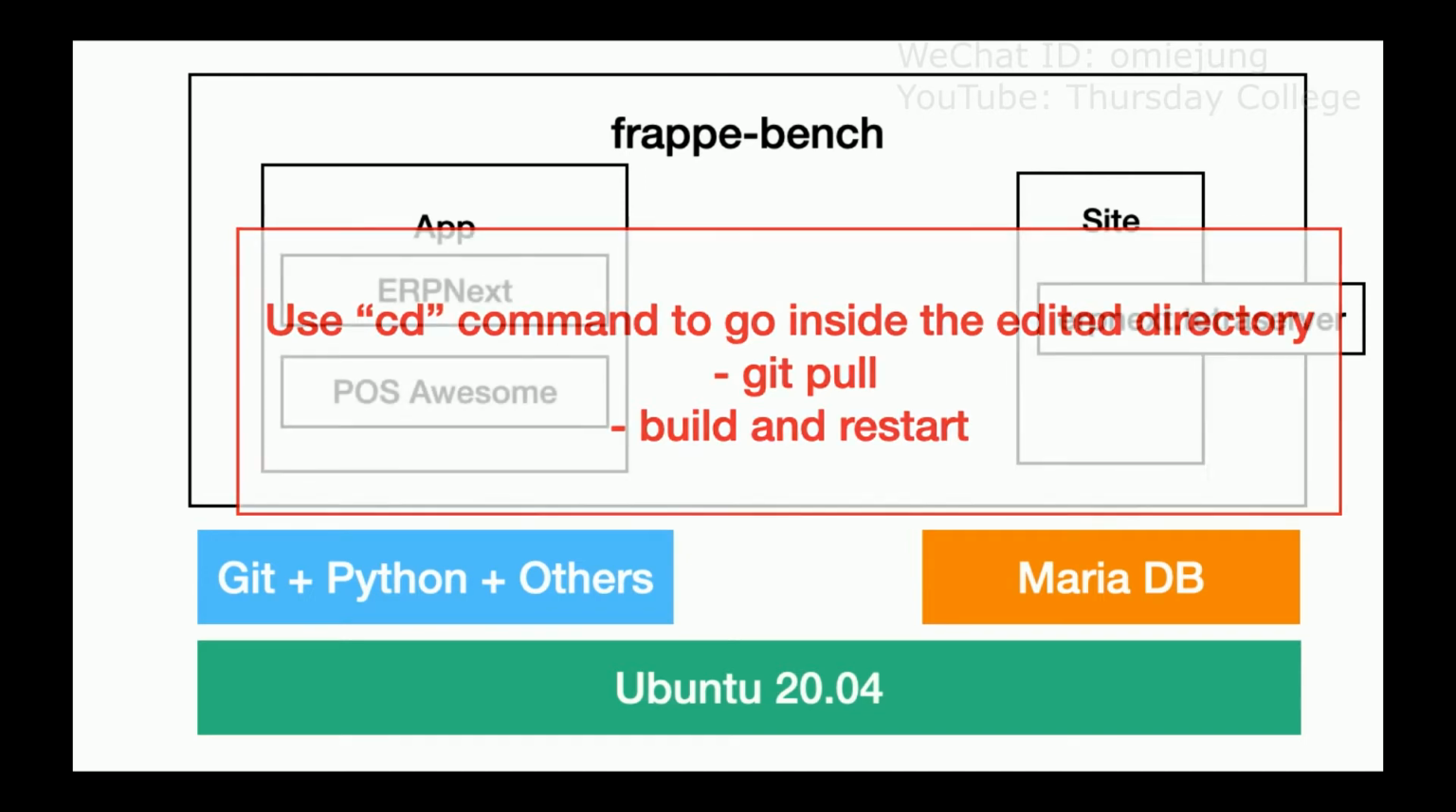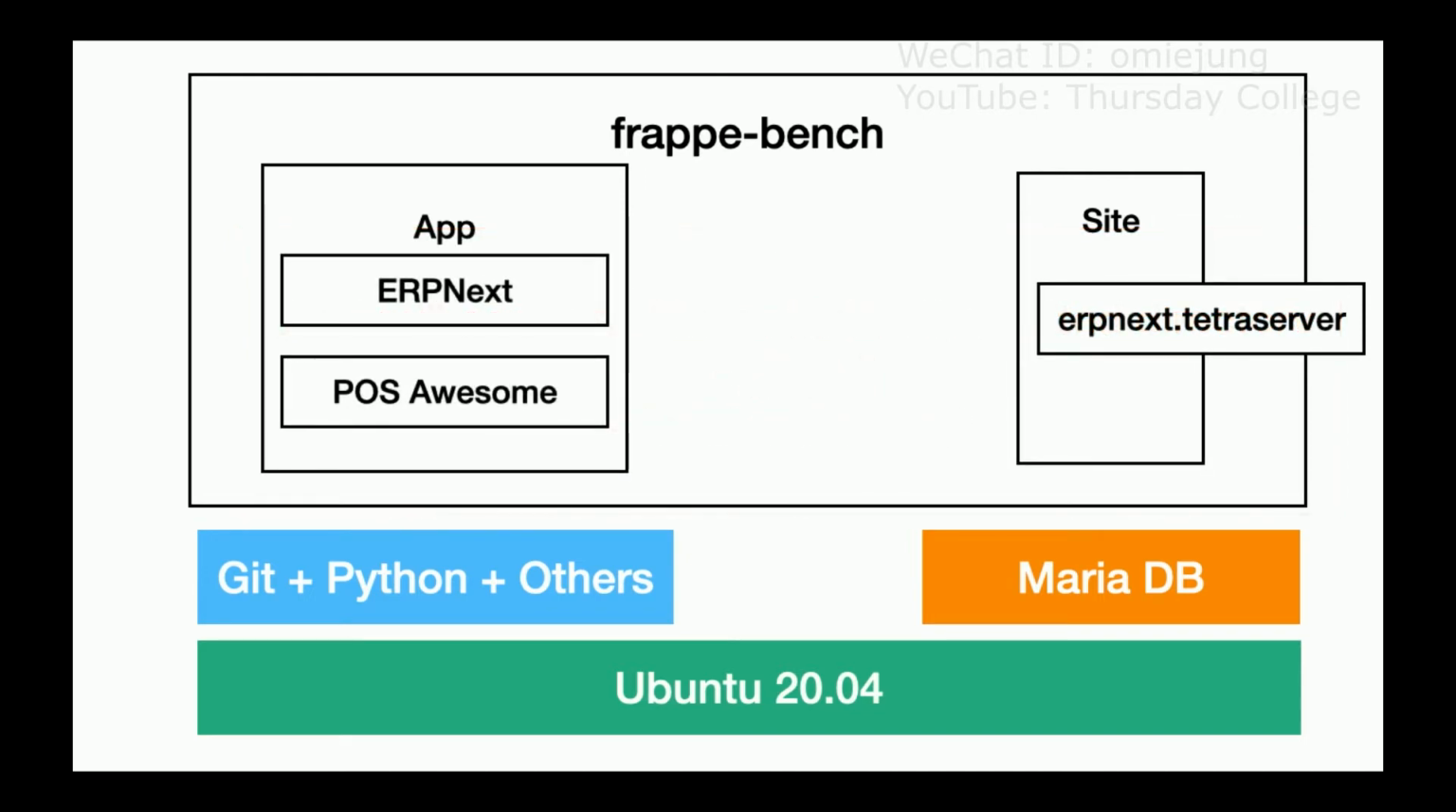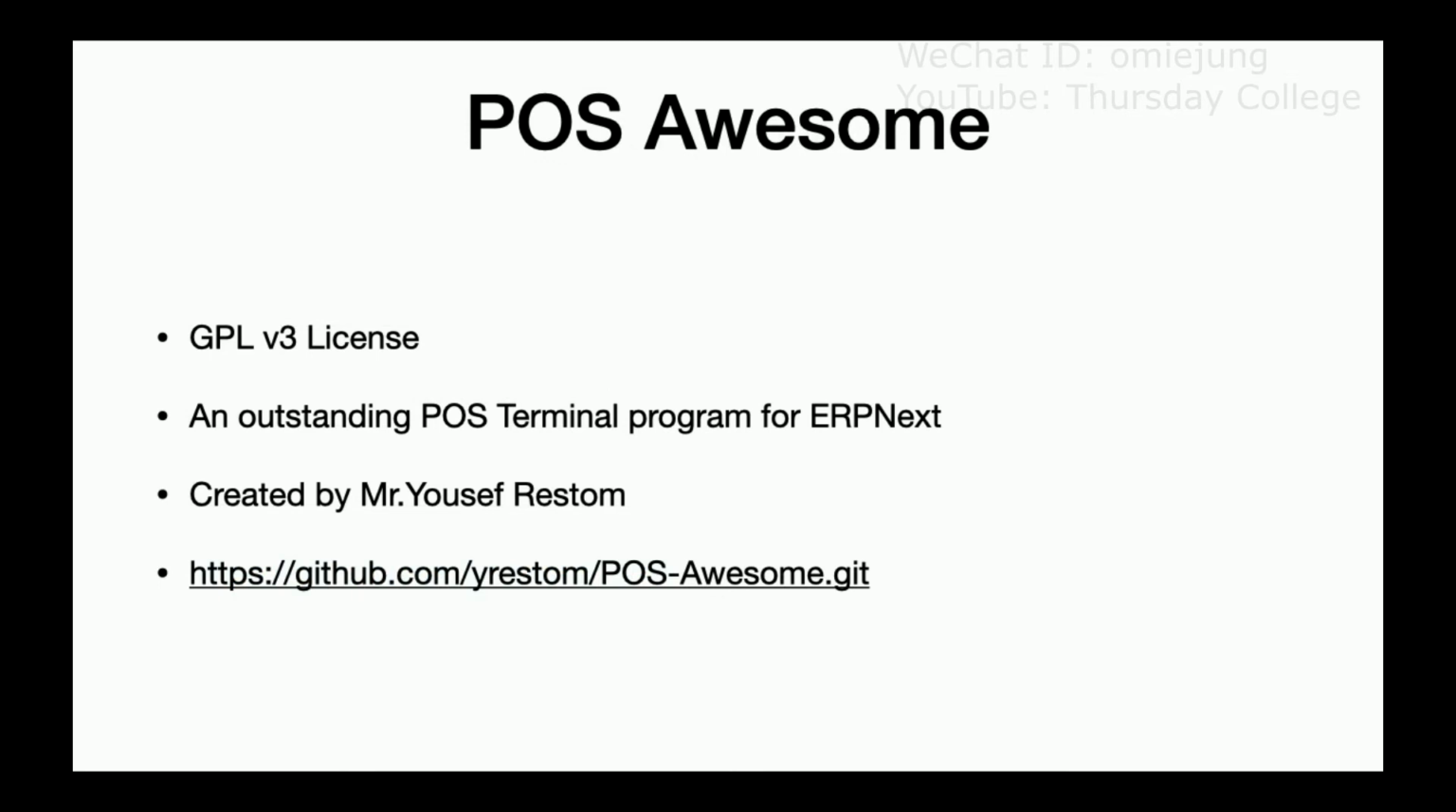After you build and restart, you're going to have your own version of POS Awesome, which I'm going to show you in the video later on. POS Awesome is an outstanding POS program for ERPNext. It has a GPL v3 license and was created by Mr. Yousef Restom, and this is the original location of POS Awesome.